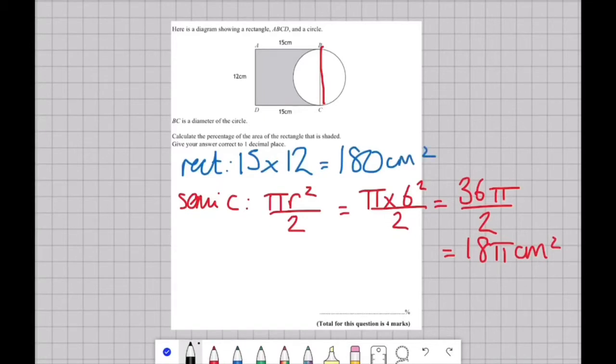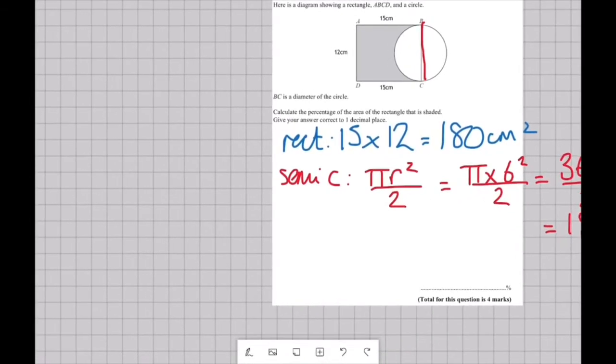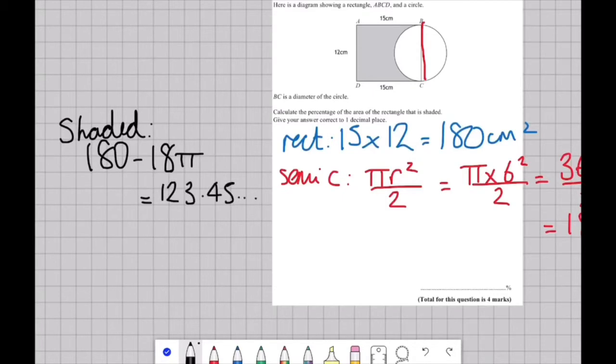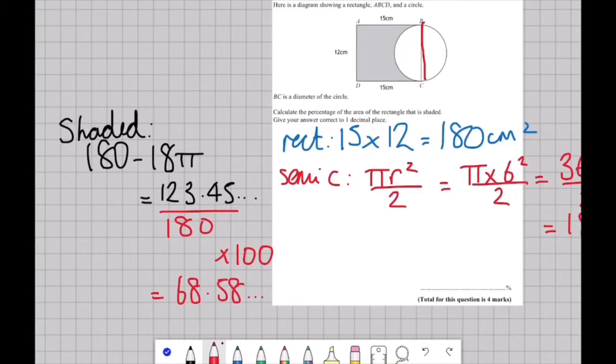So the area of the shaded region, so let's just go over there a second. So the shaded region is 180 minus 18 pi, which gets me 123.45 and so on. So again, I want that as a percentage out of the total, so I want that out of 180. So I'm going to leave it on my calculator, divide by 180, and then times by 100, because I want it as a percentage. And that gets me 68.58, which to one decimal place is 68.6%.